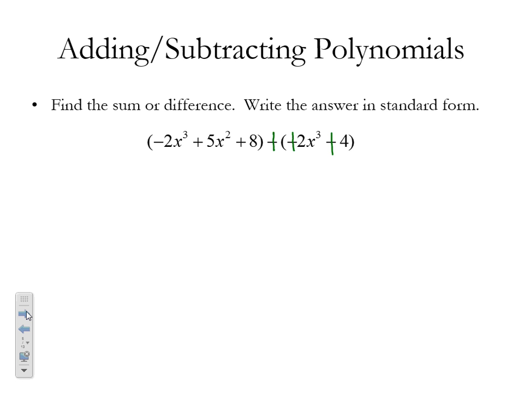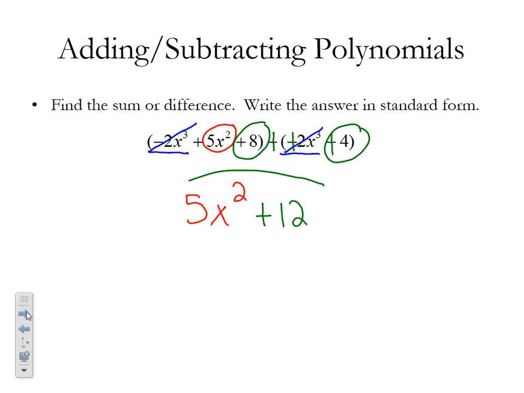So here I have a negative 2x cubed and a positive 2x cubed, so those are just going to cancel out. Then I have to look, okay, here's an x squared. That's the only one, so I'm going to write that down because we want to write it in standard form from largest exponent to the smallest one. And then I check, and there we go. I have 4 and 8, so that's a positive 12. And that is all we have to do there. That's it. So it's very similar to what we've already done.